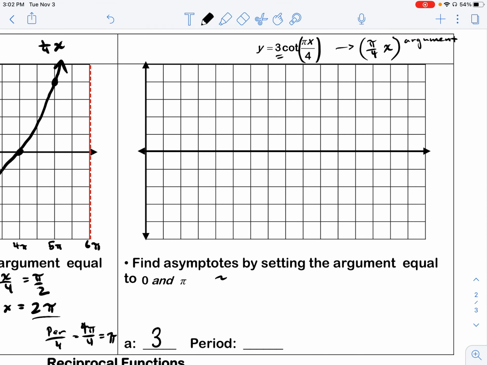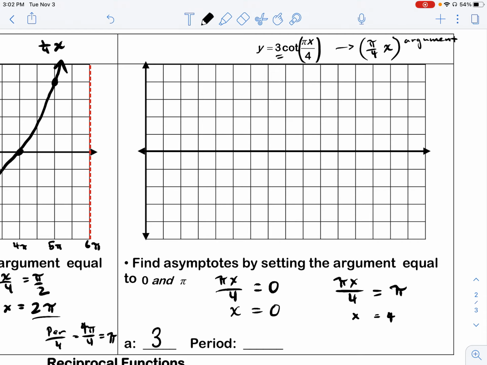So I'm going to say pi x over 4 and set it equal to 0. Just by multiplying both sides by the reciprocal, I can just say x is equal to 0. So that asymptote hasn't moved. Well, it kind of has. We'll talk a little bit about that. Pi x over 4, my argument, equal to pi, the other asymptote. x is equal to, in this case, 4 when I multiply both sides by the reciprocal.